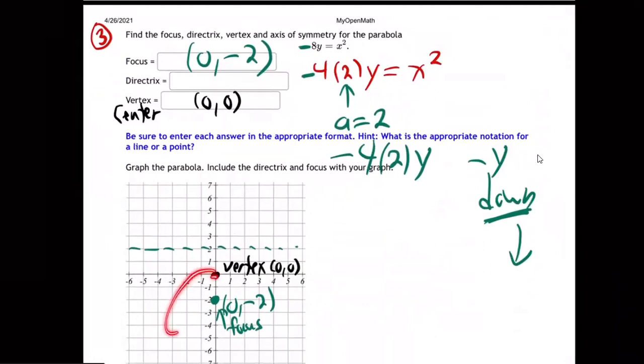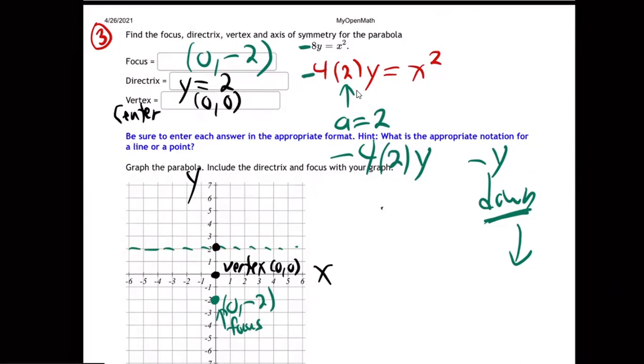The branches are going to go down, as we know, because it's negative y to the first power. And the directrix line is back 2, just like the focus is down 2. Now, the directrix line is a line. It's not a point, so we need the equation of the line. What's the equation of that line? Well, does it go through the x-axis or the y-axis? It hits the y-axis at up 2, y equals 2, doesn't it? See how that directrix line goes through the y-axis at up 2. So there it is.